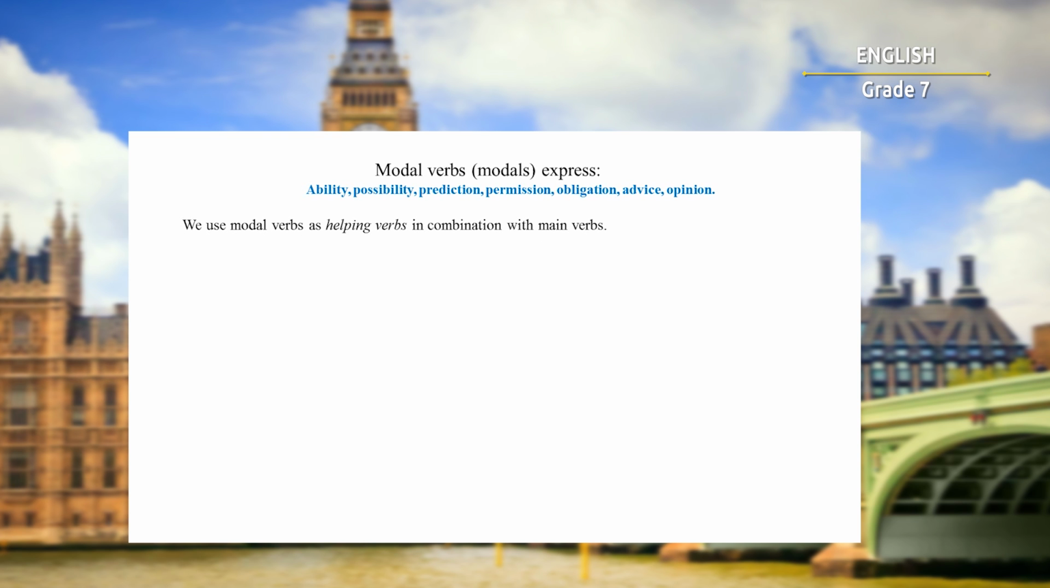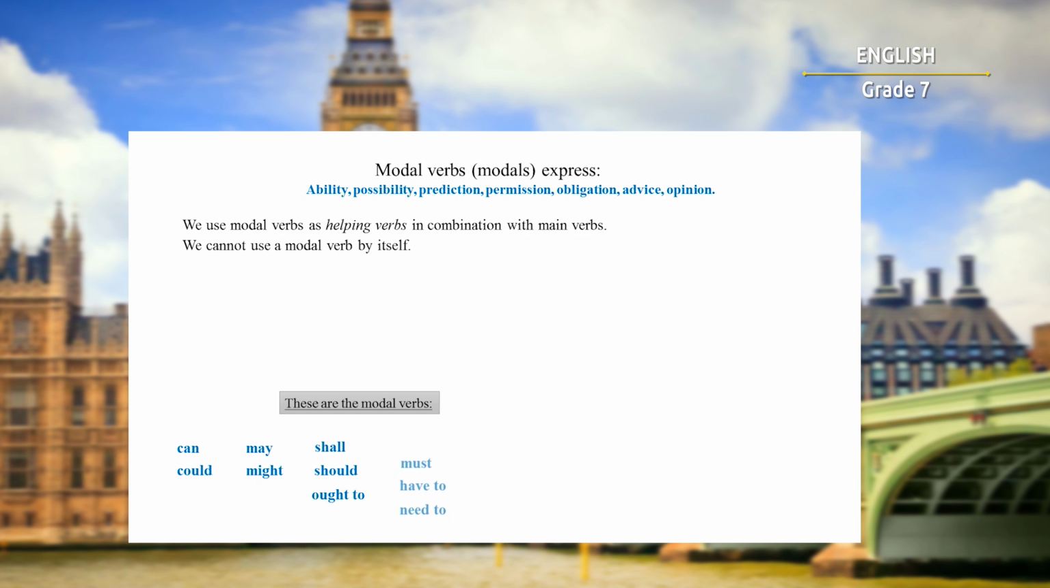We use modal verbs as helping words in combination with main verbs. We cannot use a modal verb by itself. These are the modal verbs we mostly use in modern English: can, could, may, might, shall, should, ought, must, have to, need to, will, would.